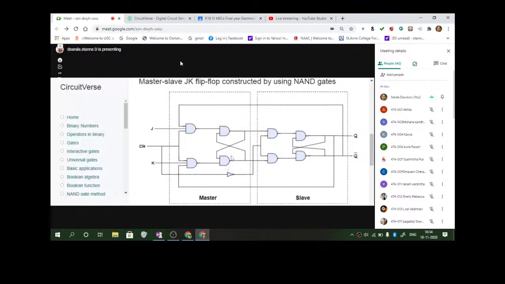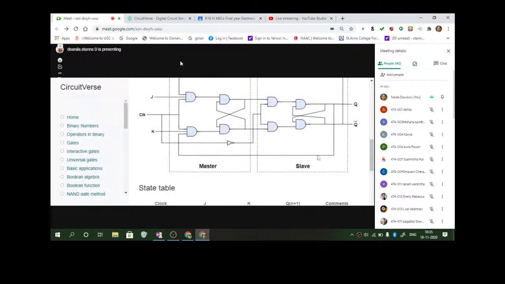So now you are constructing, there is a bubble here, I don't know whether you are able to see. These are NAND gates. The second ones are AND gates. The first ones are AND, A-N-D. These are NAND, N-A-N-D. So this is how you connect it. And this is your feedback connection for a JK flip-flop. This Q is connected to K input and Q bar is connected to J input.